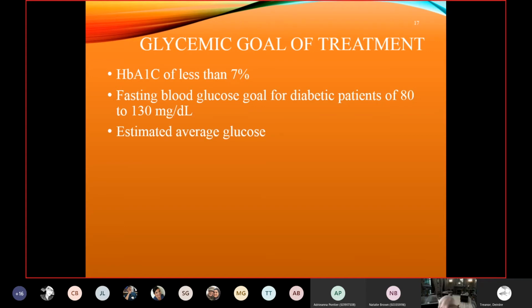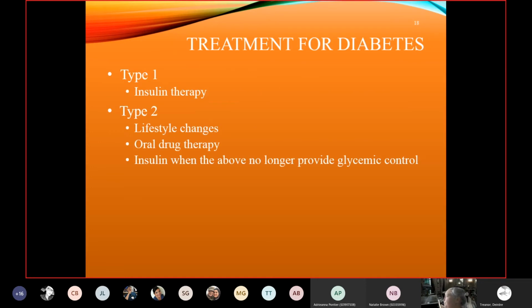A1C is done every 2 to 3 months. And the reason for that is because the hemoglobin is found on the red blood cells. And the red blood cells live for up to 2 to 3 months. So that is why you will do an A1C every 2 to 3 months. And it doesn't matter if they're fasting or not. An A1C doesn't change because it's a percentage of the average.